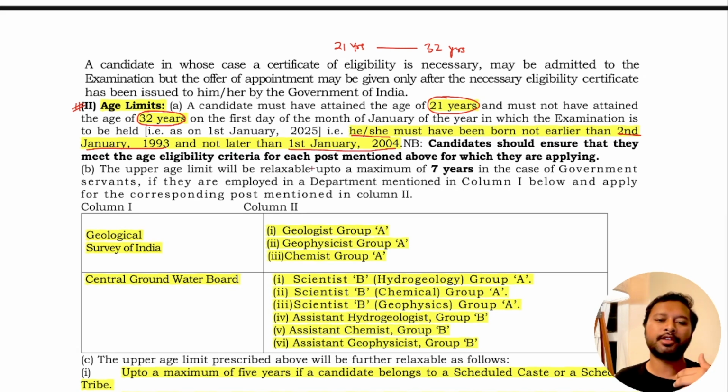So if your date of birth is after 1st January 2004, again you cannot apply. If your date of birth lies between these dates, then in that case you can apply. From 2nd January 1993 to 1st January 2004, if your date of birth lies in between that, you can apply for that. Candidates should ensure that they meet the age eligibility criteria. So that's what they have mentioned.